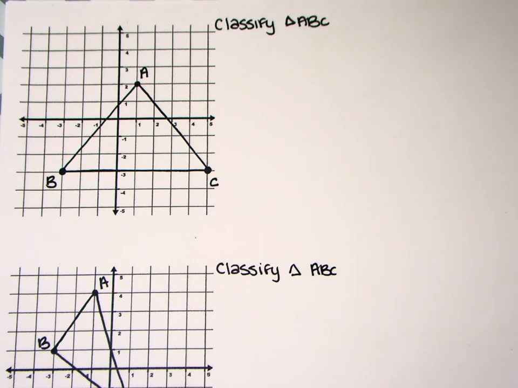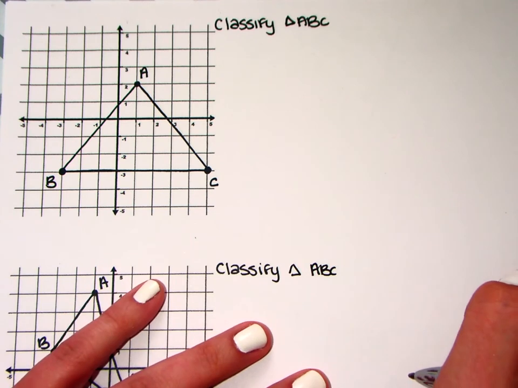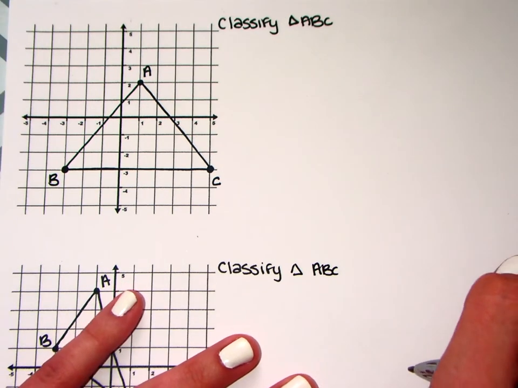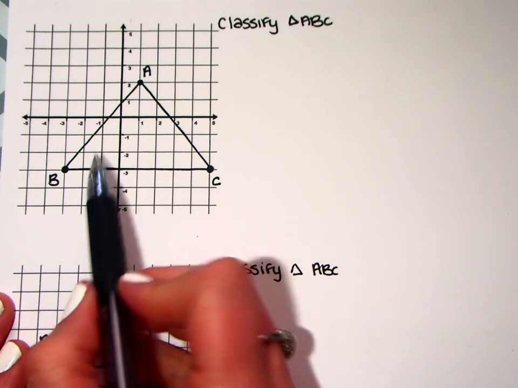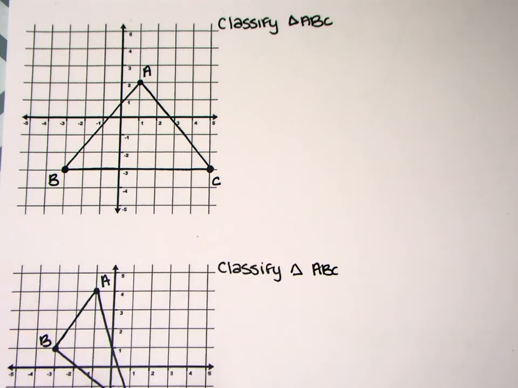Okay, this video is about how to classify triangles in the coordinate plane. So in order to classify a triangle, the first thing you have to do is know the lengths of all the sides. When you're calculating the measurements of all of the sides, there's two different methods you can use. If a line is horizontal or vertical, like side BC, you can count it.